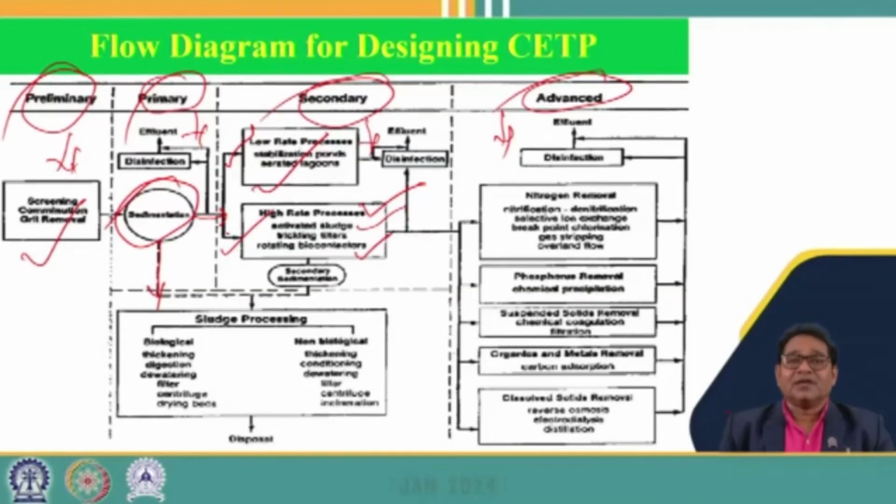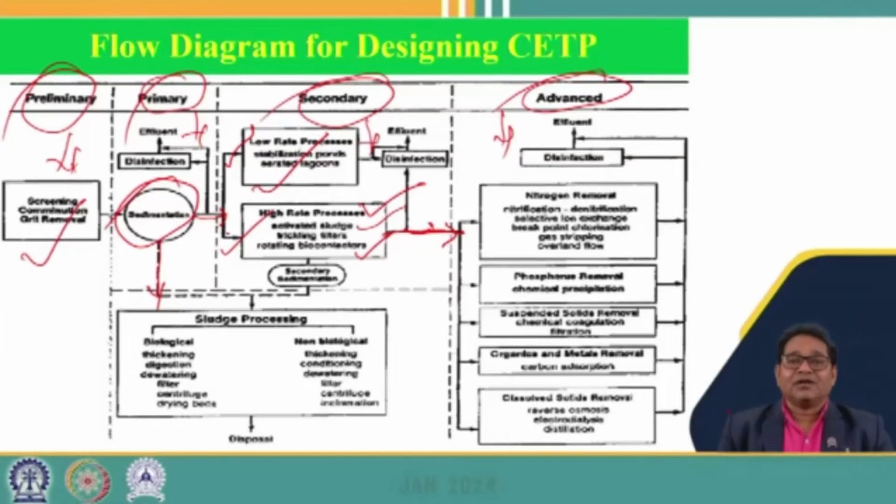So these are the biological treatment processes: low rate process and high rate process. Depending upon the concentration of the organic matter, the concentration of BOD and COD, we have to decide whether the low rate process or the high rate process would be convenient for this common effluent treatment plant. So accordingly we have to select it.